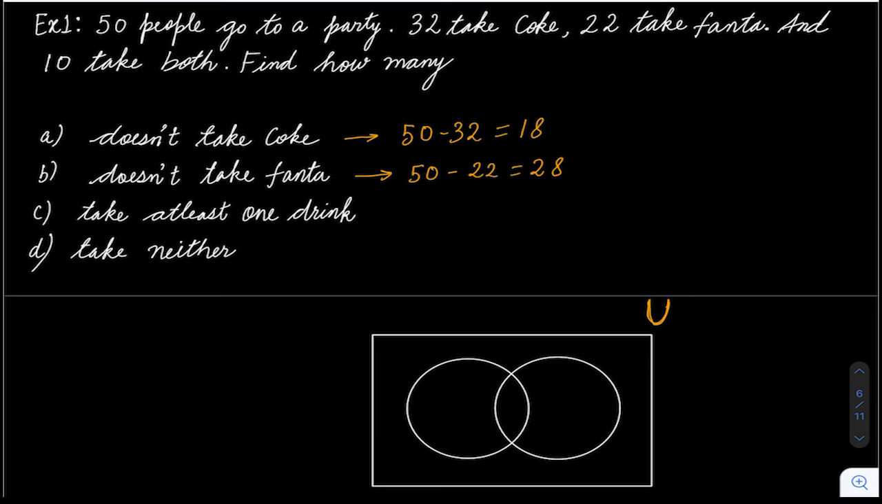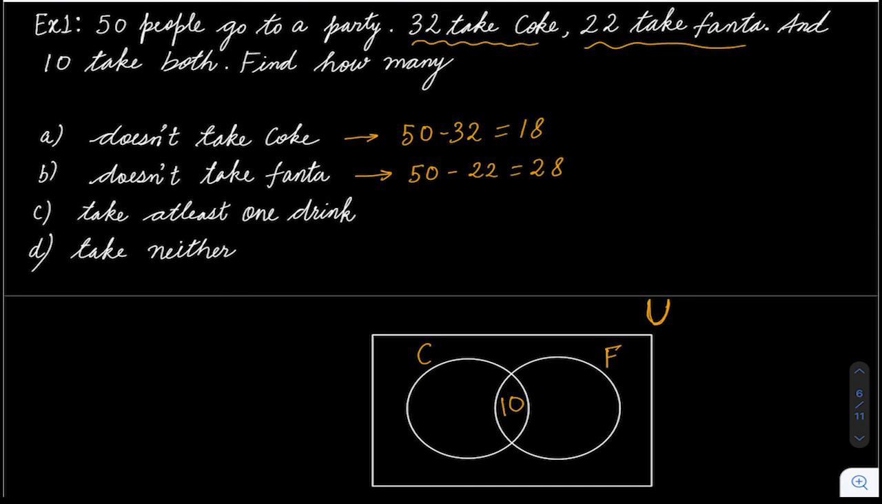Next is take at least one drink. Okay. So how will you convert this question into a Venn diagram question? Now see. Coke will become my one set and the Fanta people will become my second set. Okay. So now I will write the values of whatever information is given into this Venn diagram. First, they have given that 10 people take both Coke and Fanta. And we know when we are talking about both, it means and, that is intersection, that is common. So this common part is nothing but 10.